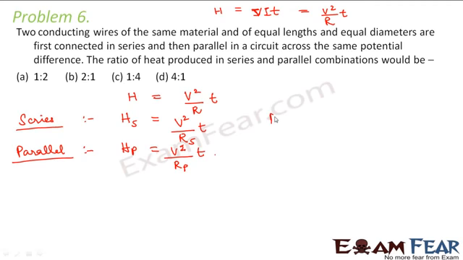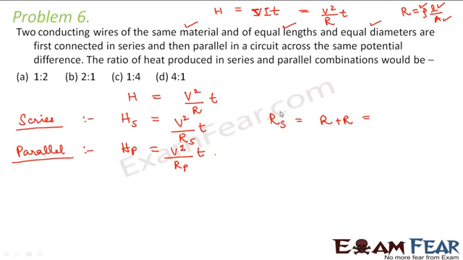Now let us try to calculate the value of Rs, that is the equivalent resistance in series combination. This will be equal to R plus R, because resistance of both the wires will be same, because they are made up of same material, they have equal lengths and they have equal diameters, because resistance is given by rho L by A. So if they are made of same material, that means rho will be same. They are of equal lengths, so L will be same. They are of equal diameters, therefore area will also be the same. Therefore the resistance of both the wires will be same. So let us assume that the resistance of each wire is R.